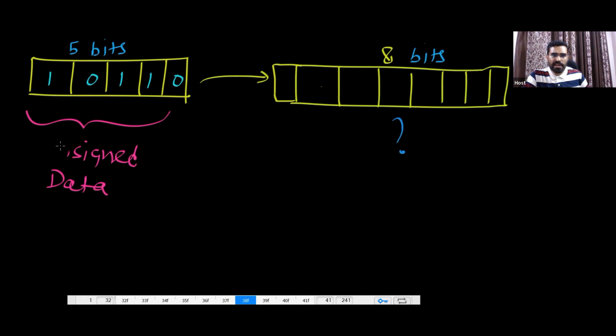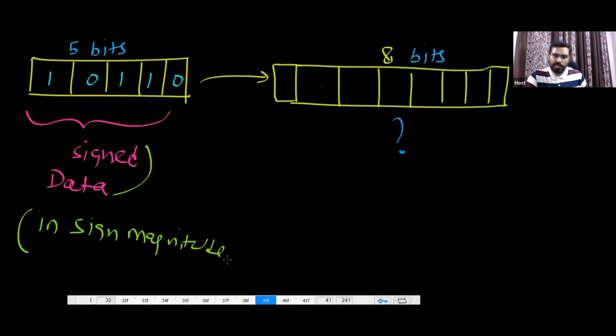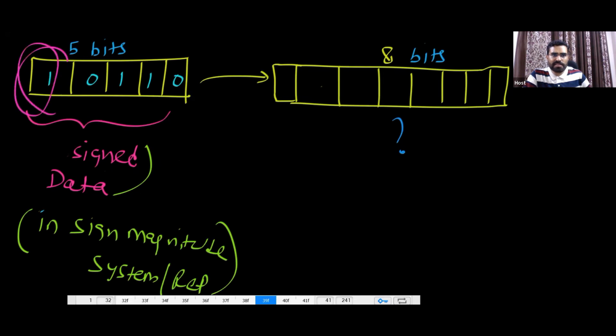Now, if I tell you that this is signed data, what is the next question you should ask? The next question you should ask is which system. So let's assume this signed data I am representing in sign magnitude representation. Then in this situation, what will happen? It simply means this is the signed number.